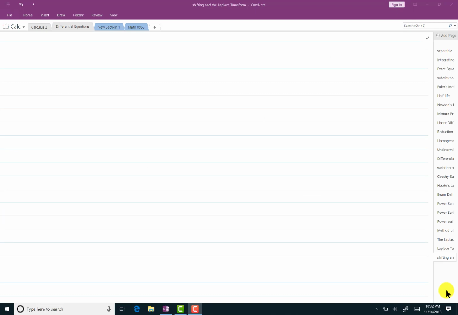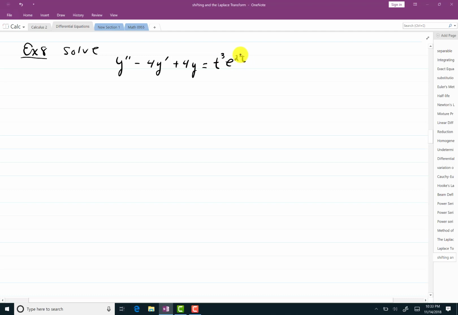Example 8. Here, let's solve y double prime minus 4y prime plus 4y equals t cubed e to the 2t. And we have a couple of initial conditions. y of 0 equals 0, and y prime of 0 equals 0.